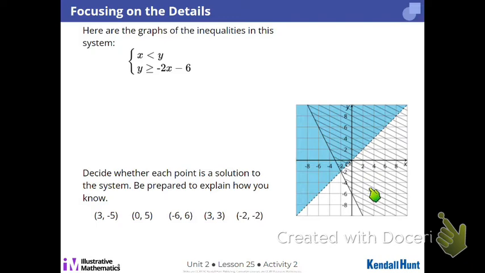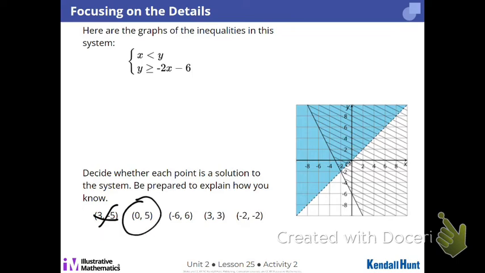It's right here in the shaded region. No, it's not. This region's shaded. Both of them are shaded. Oh, it's not true for both. So (3, -5) doesn't work. Let's check out (0, 5). That works? Yeah. Satisfies both inequalities?